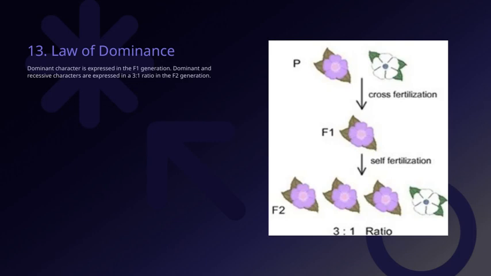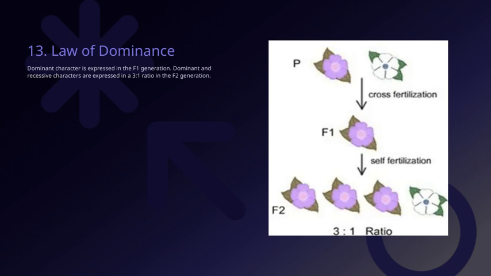So on this slide, we're talking about the law of dominance. Essentially, it states that the dominant character is expressed in the F1 generation. That means, when we cross two different traits, the dominant one will show up in the first generation. Now, in the F2 generation, after self-crossing those F1 plants or individuals, we see both the dominant and recessive characters expressed. And interestingly, this follows a 3:1 ratio.